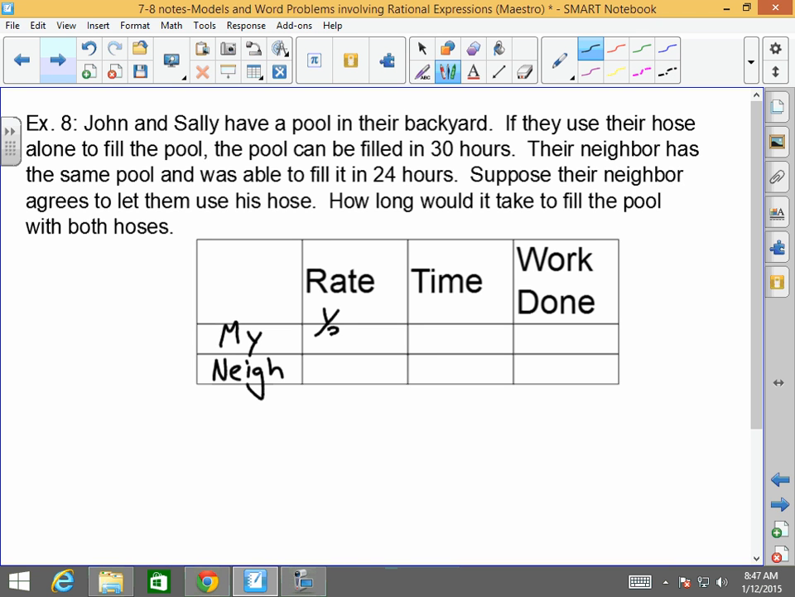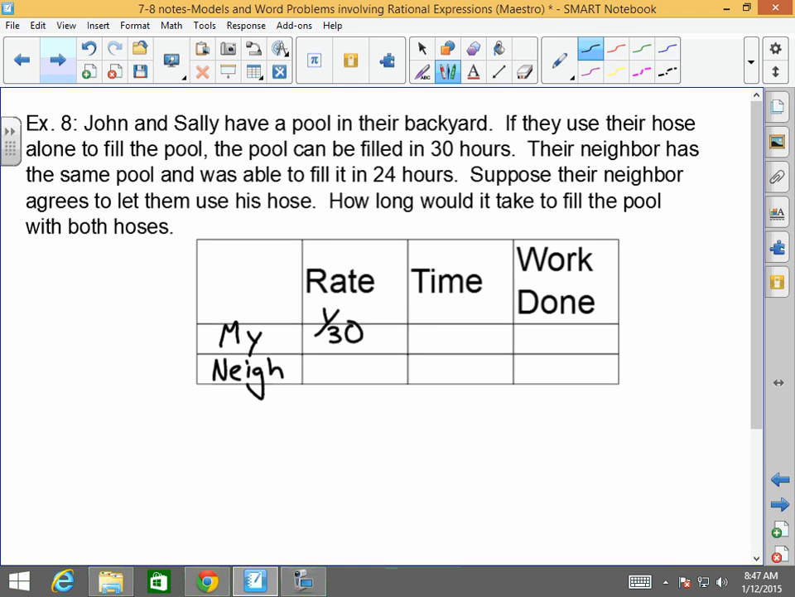The rate is 1/30th every hour, correct? Because after 30 hours, one full pool was filled. You with me here, guys? I know we're going fast, but I'm trying to make sure you guys understand this. The neighbor's hose can fill the pool in 24 hours.